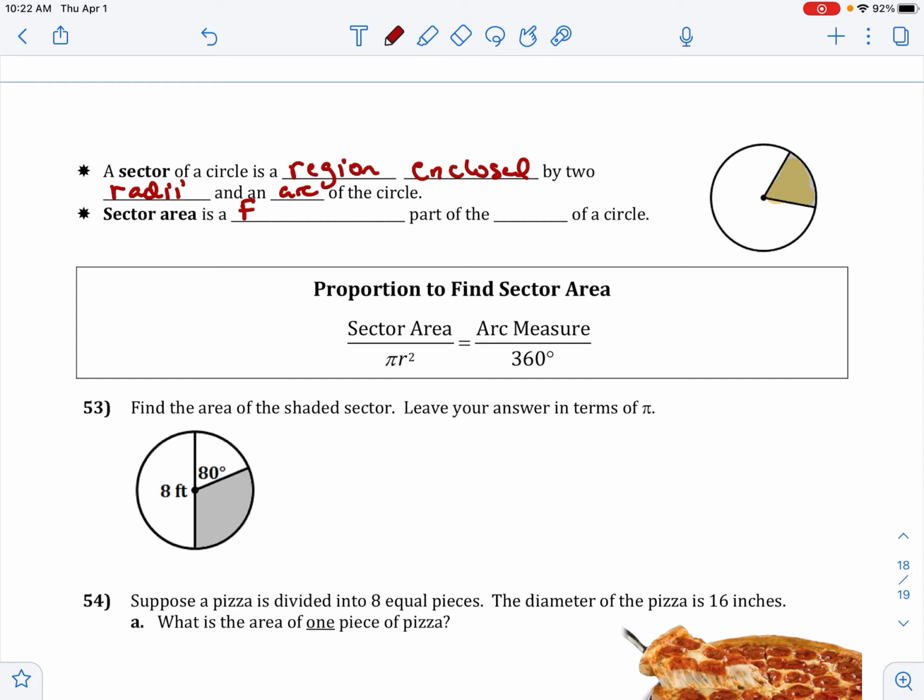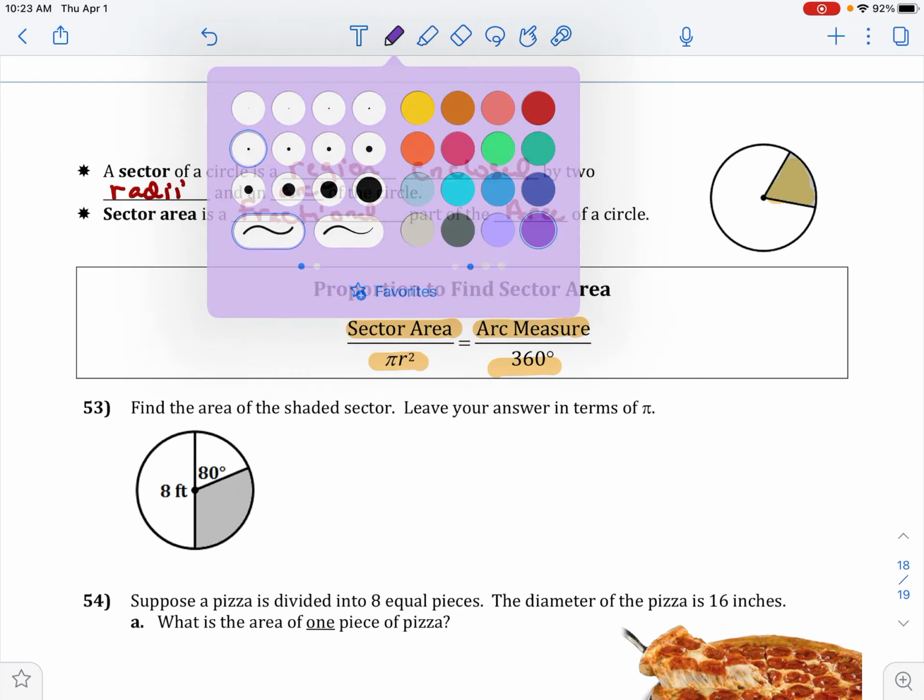So sector area is a fractional part of the area of a circle. So this proportion we're going to use is very similar to the one we did for arc length, but for sector area, instead of using circumference, we're actually going to be using the area formula down here. So sector area over the area of a circle equals arc measure out of 360. So we're just using a fraction of the area. So instead of 2 pi r or pi d, we're going to use pi r squared this time.